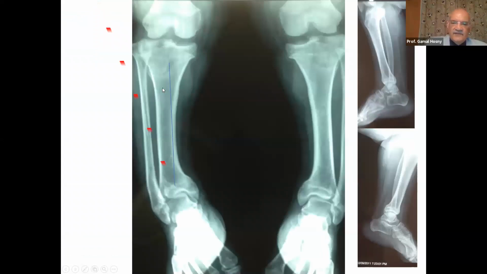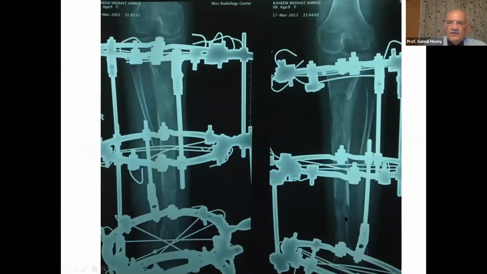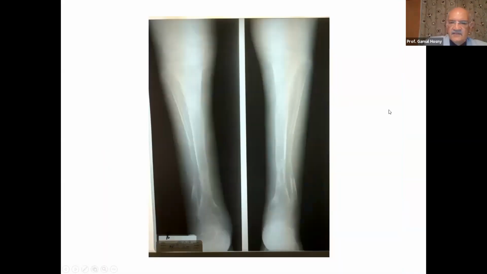Again, with the varus deformity, axis of the distal segment, another axis of the proximal segment, and we did two osteotomies to correct the axis and lengthening. So with long-standing achondroplasia and varus deformity, you need two osteotomies because you have deformity of the knee and you have deformity of the ankle. And this is after lengthening and the correction of the deformity.